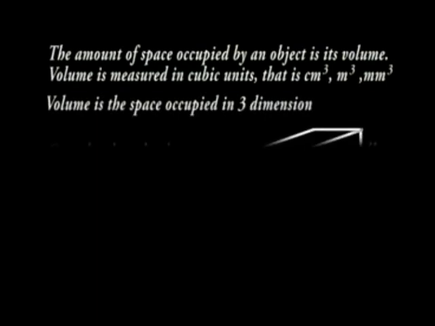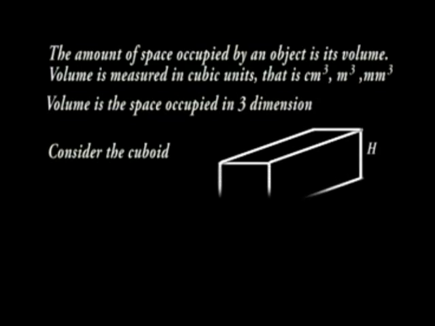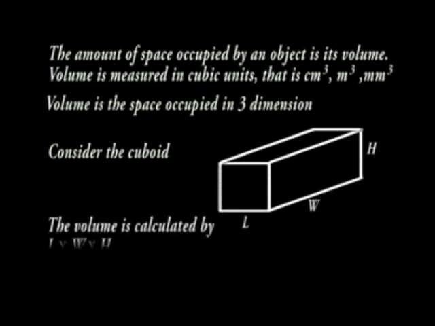Consider the cuboid below. The volume of a cuboid is calculated by length times width times height. In the case of a cube, the formula is the same, only that all sides are equal, hence it becomes length cubed. Volume is cross-section area times length.